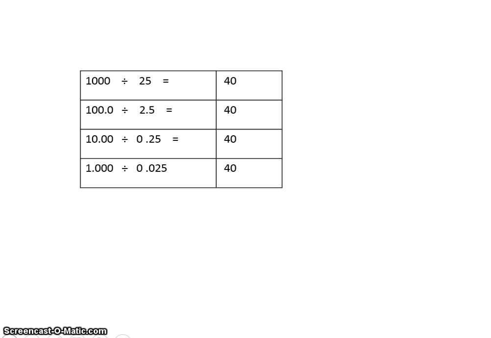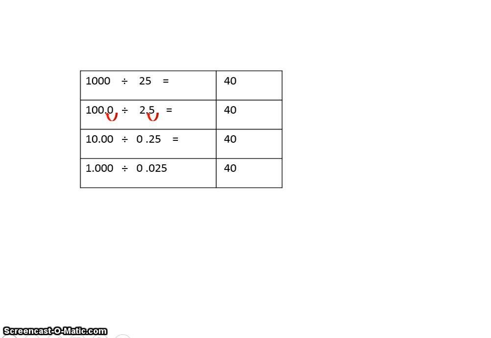Okay, we're going to switch gears a little bit. Let's look at this table. 1,000 divided by 25 equals 40. 100 divided by 2.5 equals 40. 10 divided by 0.25 equals 40. 1 divided by 0.025 equals 40. Do you see a pattern here? Hit pause while you think about it.